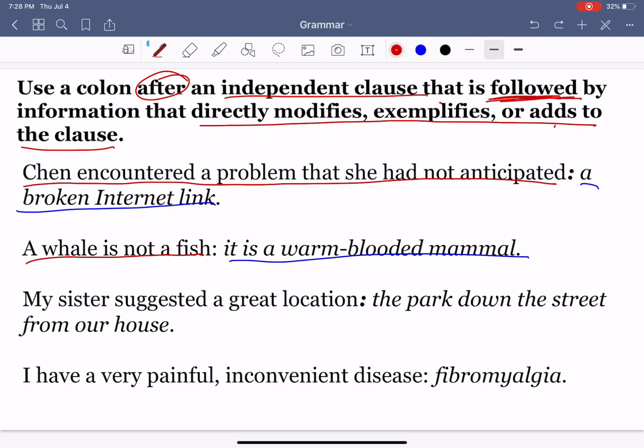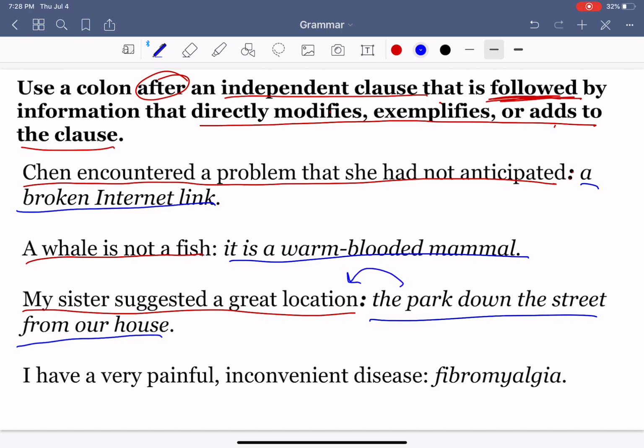The next one is another example. My sister suggested a great location: the park down the street from our house. The park down the street from our house is just a clause. If I just told you the park down the street from our house, that would not make sense. So it's just a clause. It is not a complete sentence.